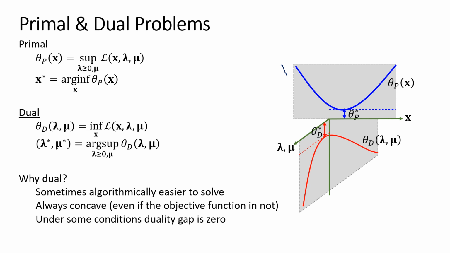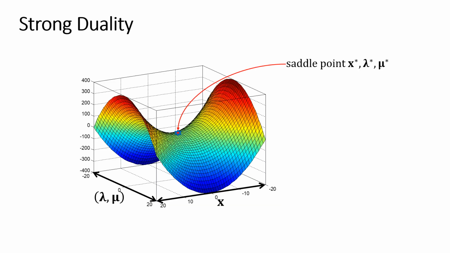And even if strong duality does not hold, it's always attractive to look at the dual, because it would tell you, if you're using the primal function, the duality gap will keep decreasing, and it'll tell you how close you are to the optimum of the primal. And of course, when strong duality holds, then we have a point called the saddle point, x star, lambda star, mu star. That's this point here.